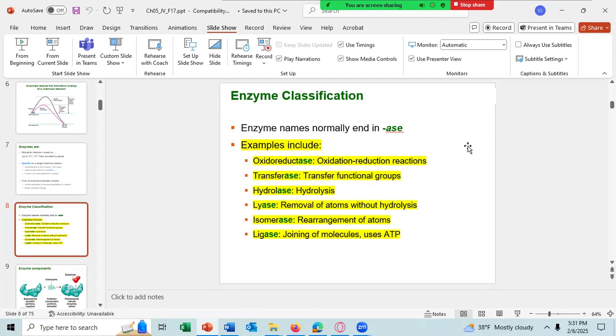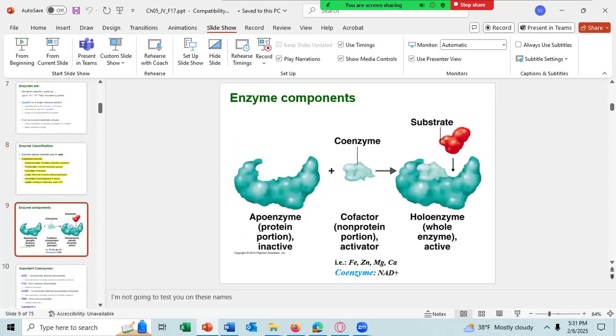So enzyme names usually end in ASE. You don't need to know, well, most of these enzymes. We'll talk about ligase later. That's the only one we're going to talk about. So you don't need to know most of those enzymes.